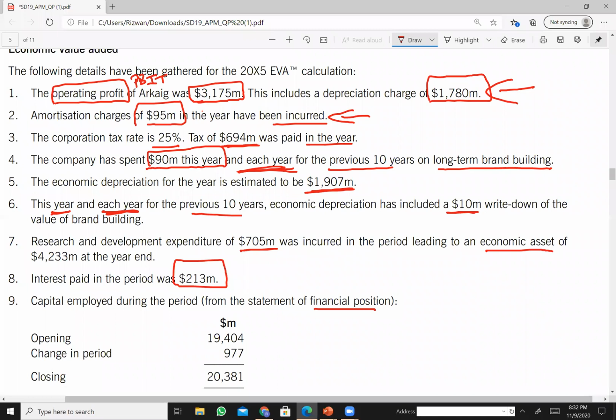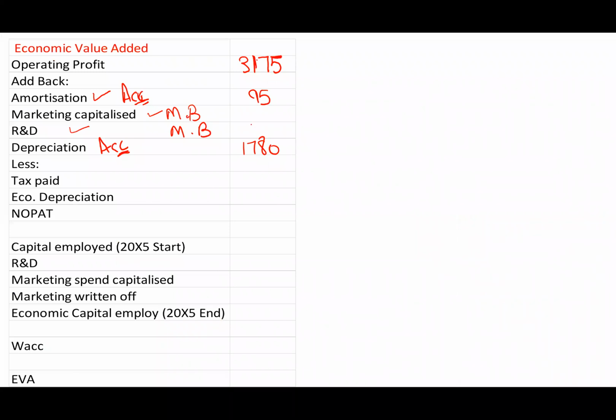So we have research and development of 705 that was incurred in the period, so the current year I'm talking about. Let's add back in the current year. And what about the marketing expenditure mentioned in the question? It is mentioned here the company has spent 90 million this year on long-term brand building. So we have to add back this 90 million figure and this 705 of the current period as well. So let's do it: 705 and 95. Having said that, we have added the market building items and the non-cash items as well. So we are getting closer to cash.